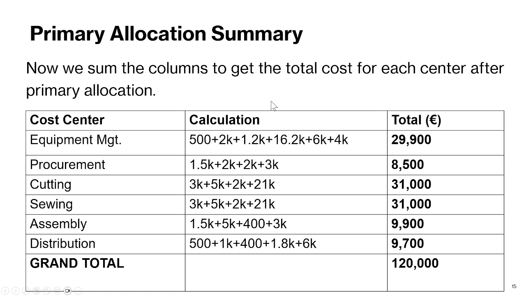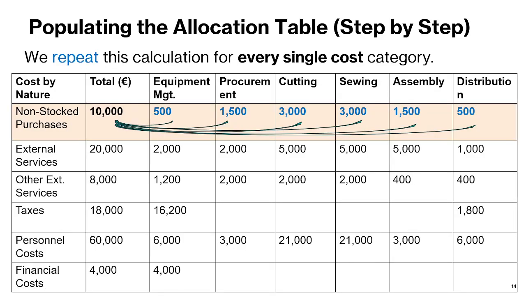The final part of step 1 is to sum the columns. It means that now we see the total direct cost for each center after the primary allocation. For example, the equipment management center has accumulated 29,900. Notice that the grand total is still 120,000. We haven't lost any money, just moved it around. You can see this from here.